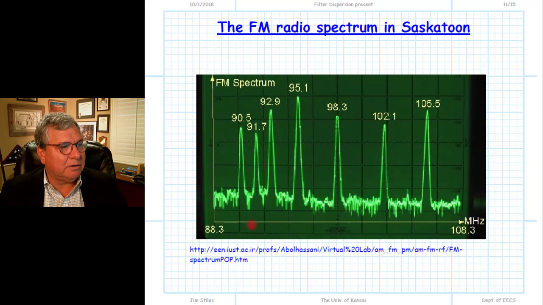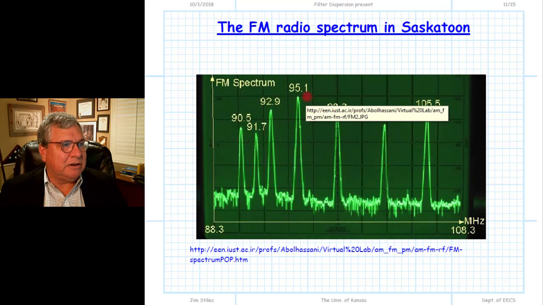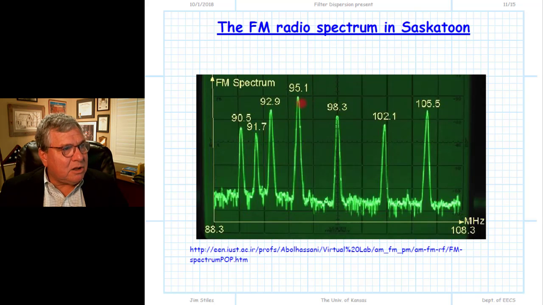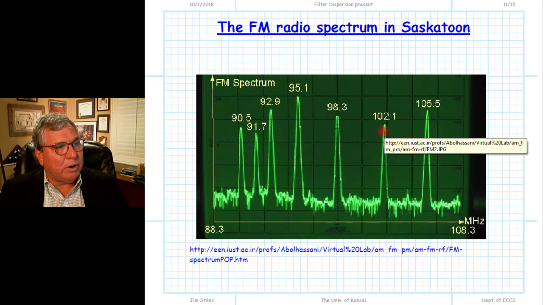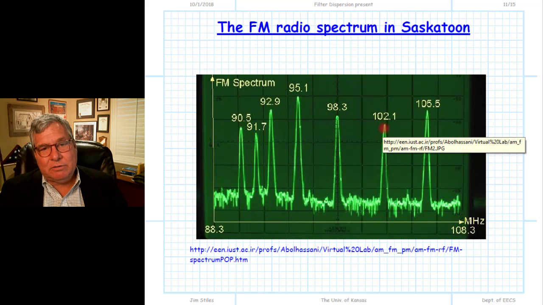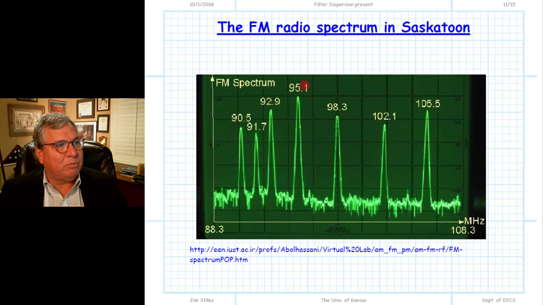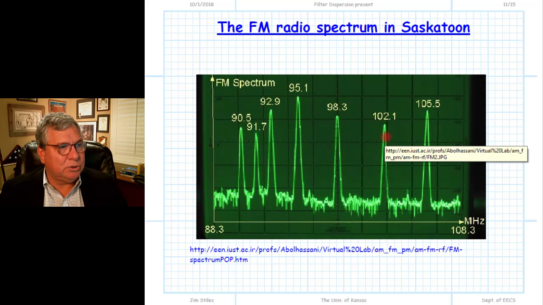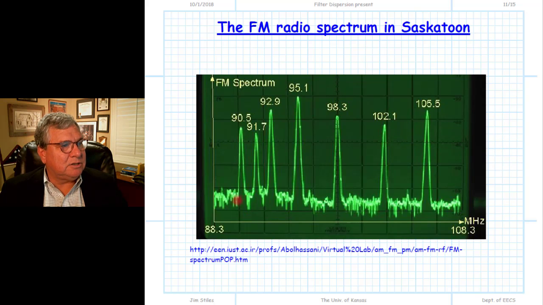So as we move along in frequency, if we get a spike there, that says there's a lot of energy at that frequency, in this case 95.1, which is an FM station. Notice the spike is higher than, let's say, the one at 102.1, and that tells us that the energy coming into the spectrum analyzer at 95.1 is bigger than the energy associated with the signal at 102.1. And so this shows a collection of about 7 different radio stations across the FM dial.